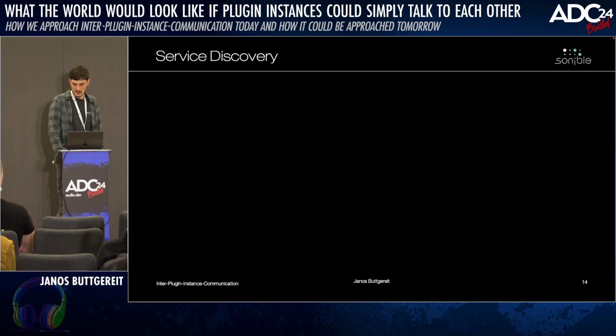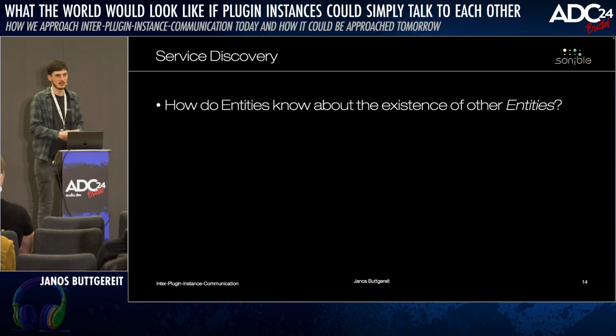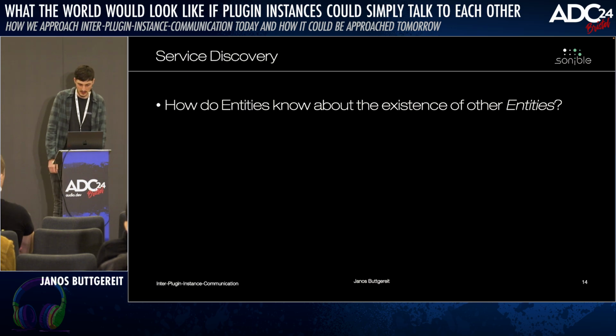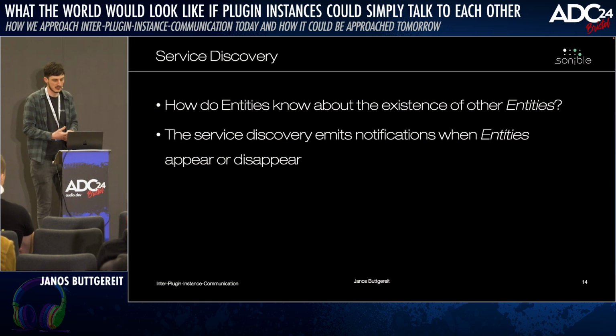Next problem is service discovery. So how do entities even know about the existence of other entities? Until now, we haven't talked to each other, and we should make up some kind of connection. And the service discovery class is basically the answer to that. It will notify us when other entities enter our space and notify us when they disappear, and let us act on this.